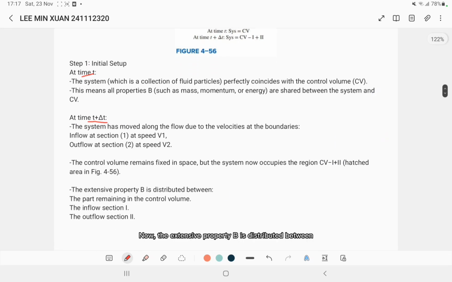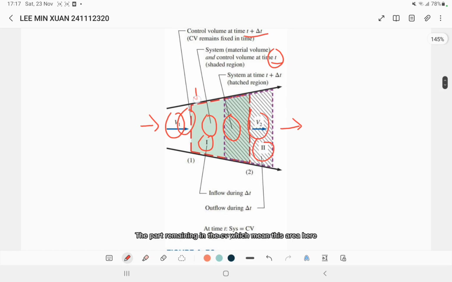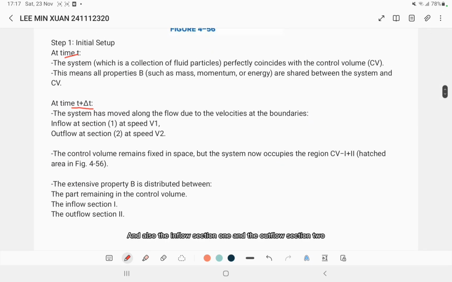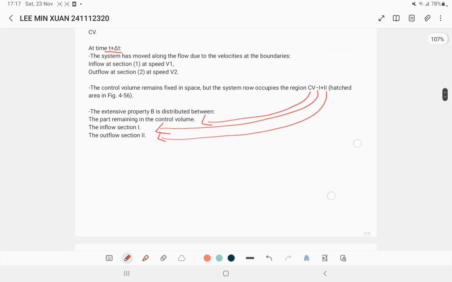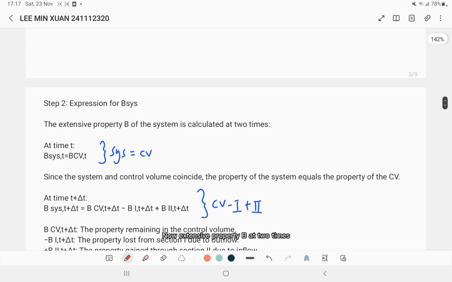Now, the extensive property B is distributed between the part remaining in the control volume, which means this area here, and also the inflow at section 1 and the outflow at section 2. So these three are related. Now, the extensive property B at two times. We talk about time t first, where the system equals the control volume. So that's why this equation is formed like this.